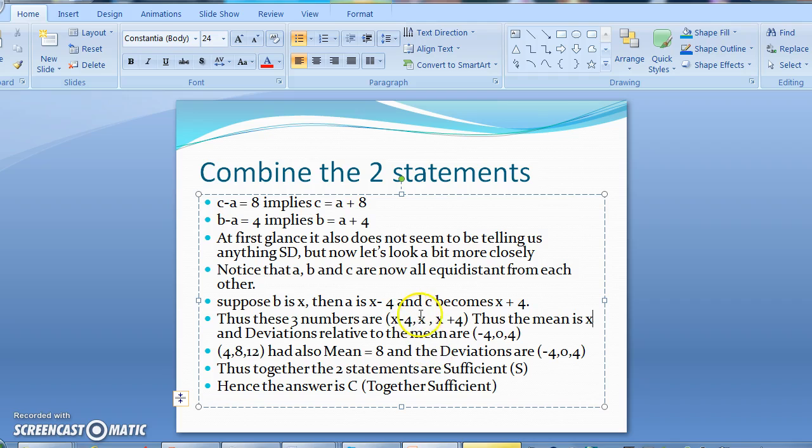What can we say about the deviations? The deviation of the largest number is 4 from the mean. The deviation of the middle number is 0, it is the mean itself. And the deviation of the smallest number is minus 4, it is 4 less than the mean. Now, at this point, you can continue and find the SD, but actually it is not required.